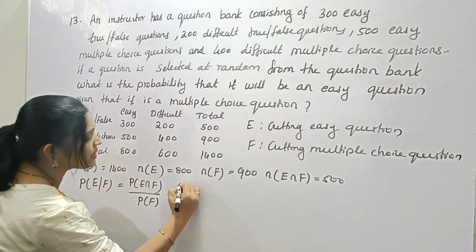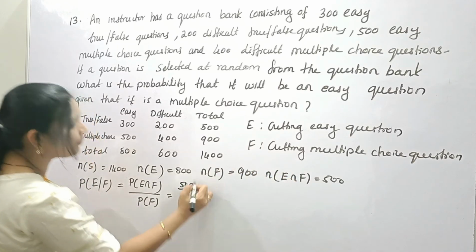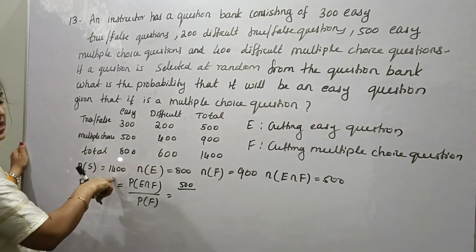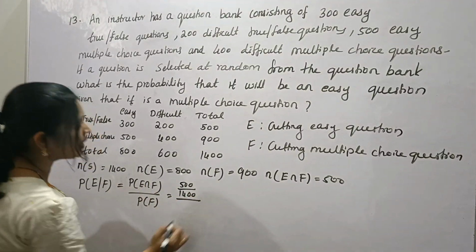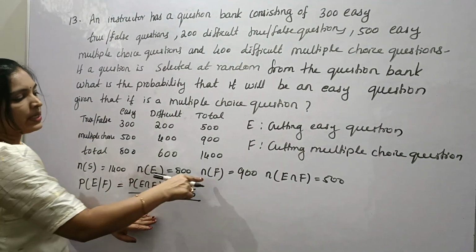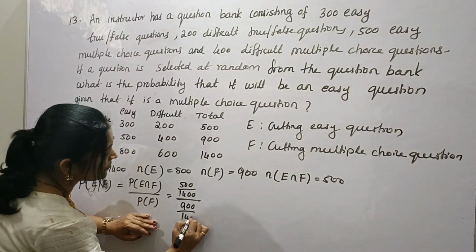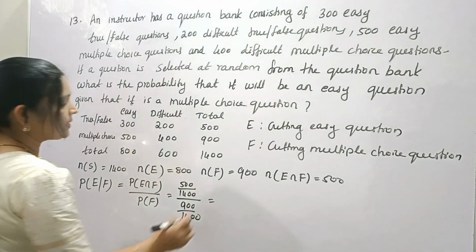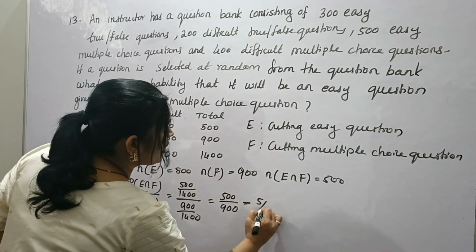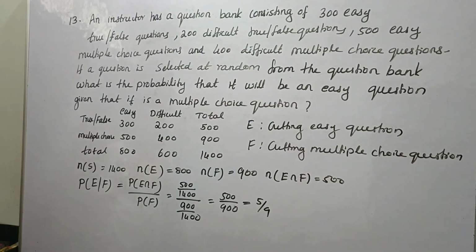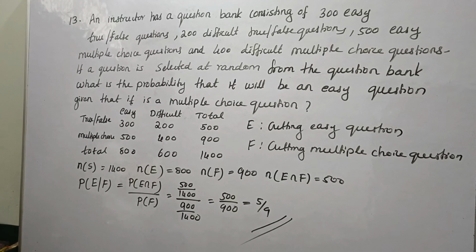Therefore, the probability of E intersection F is the number of E intersection F divided by the total number in the sample space, 1400, divided by the probability of F, the number of F divided by the number in the sample space. The 1400 cancels. So 500 divided by 900, zeros cancelled, so 5 by 9. So here the probability of E given F is 5 by 9.